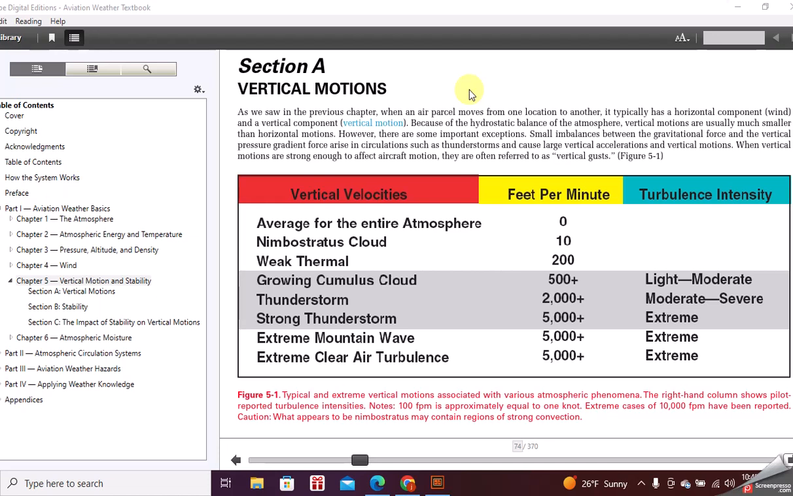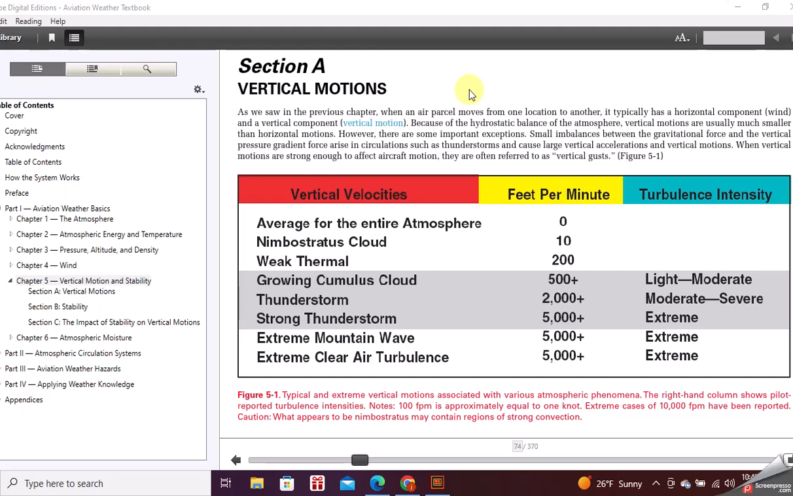So, with that in mind, say you have vertical velocities, which, when you're flying, you feel as some bumps in your aircraft, maybe. And that is vertical wind motion, either up or down. The stronger that is, the more the bump's going to be, the more turbulence or intensity there. So, if you have a growing cumulus cloud, for example, it goes up about 500 feet a minute. You get light, maybe moderate turbulence. Now, if you have a thunderstorm, that's 2,000 feet a minute.